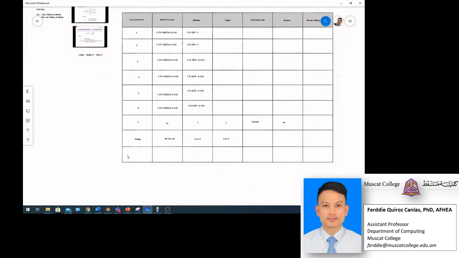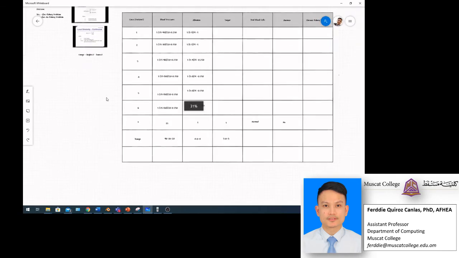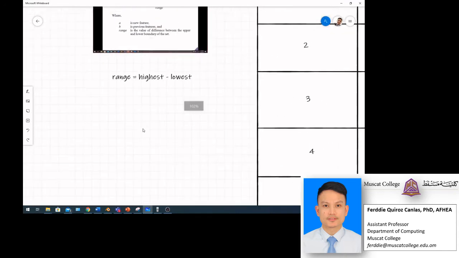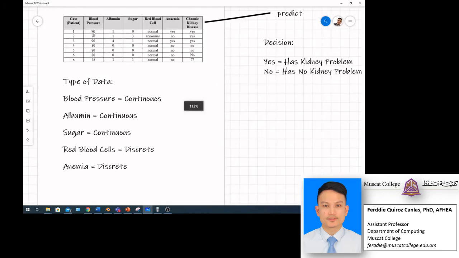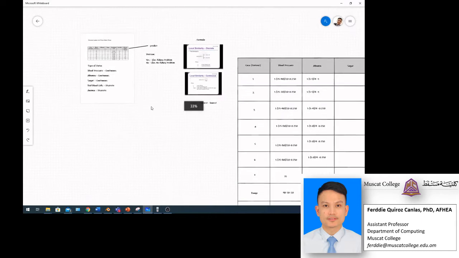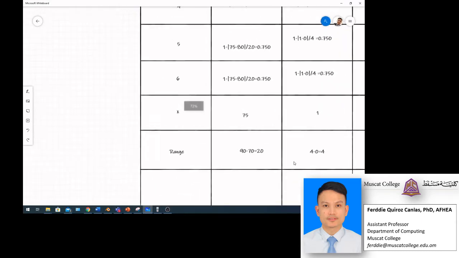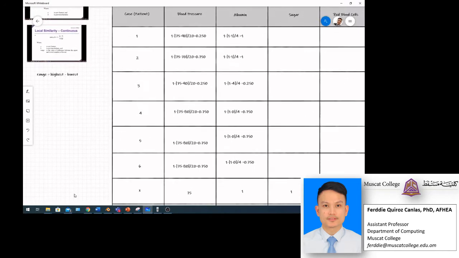Okay, can I proceed with the sugar? And for the range, low and high, you just have to get it from here. 90 minus 70, so we got 20 here. Okay, thank you. No problem, dear. Let's proceed with sugar.